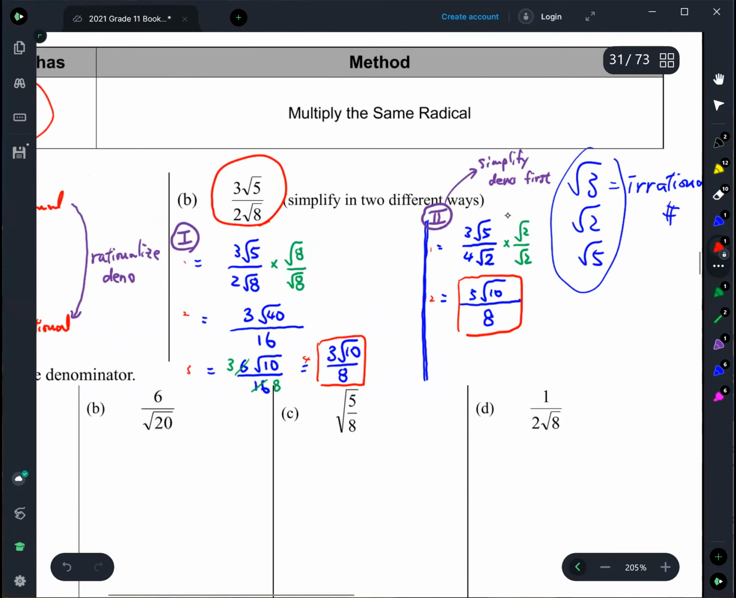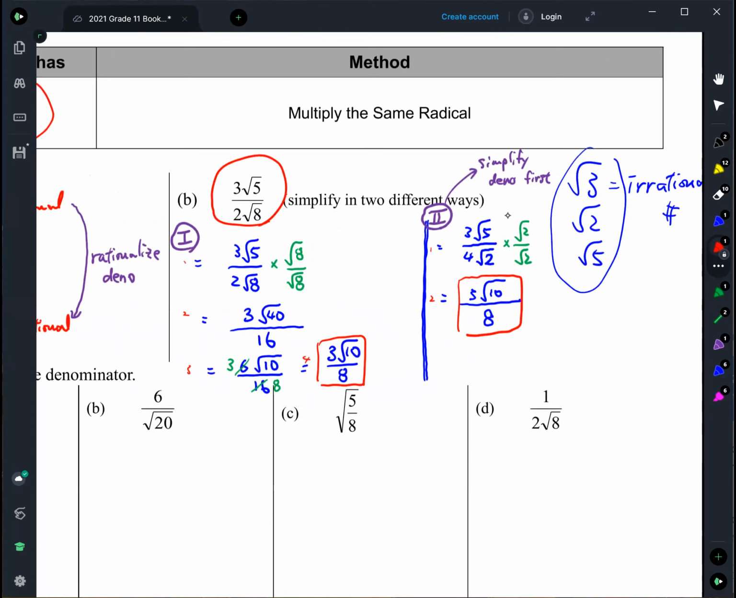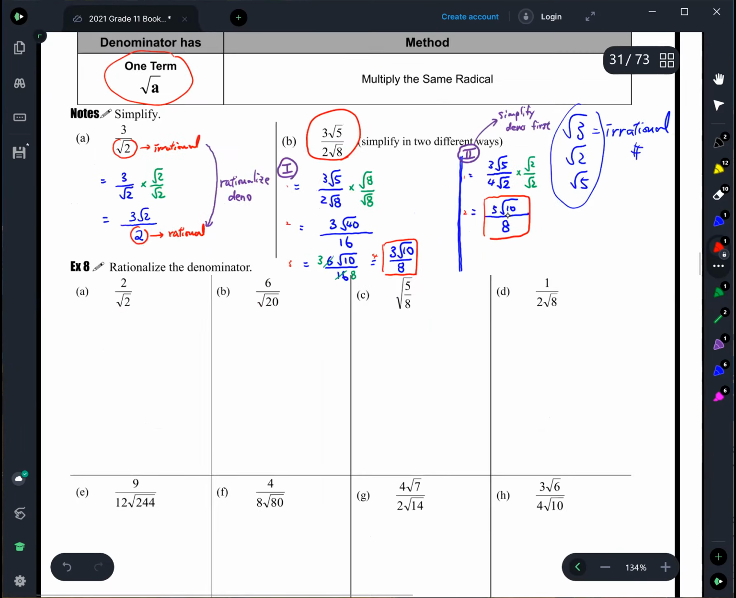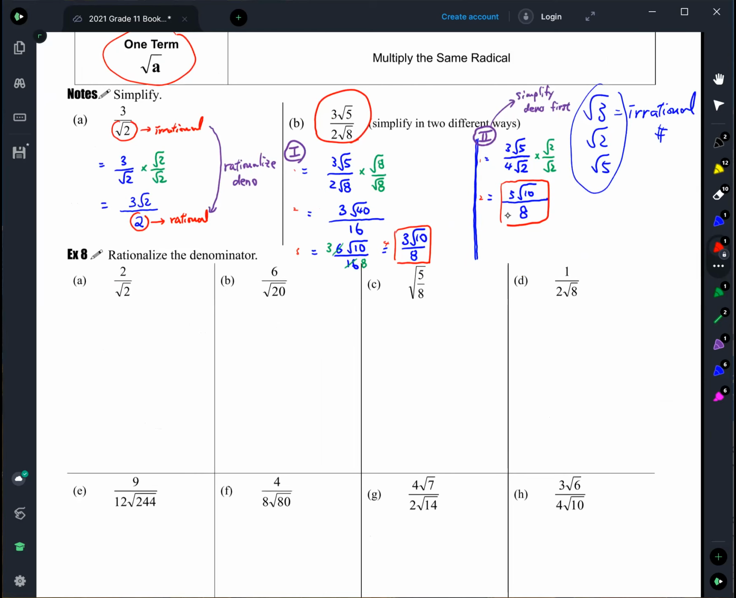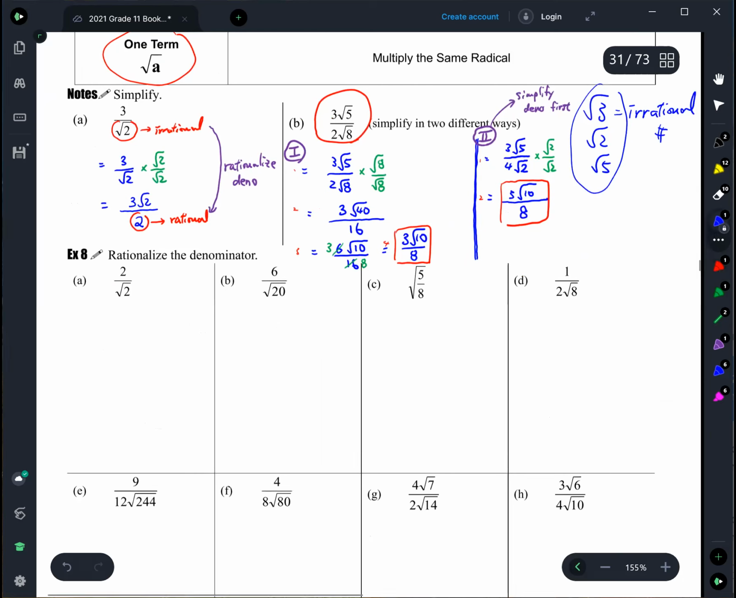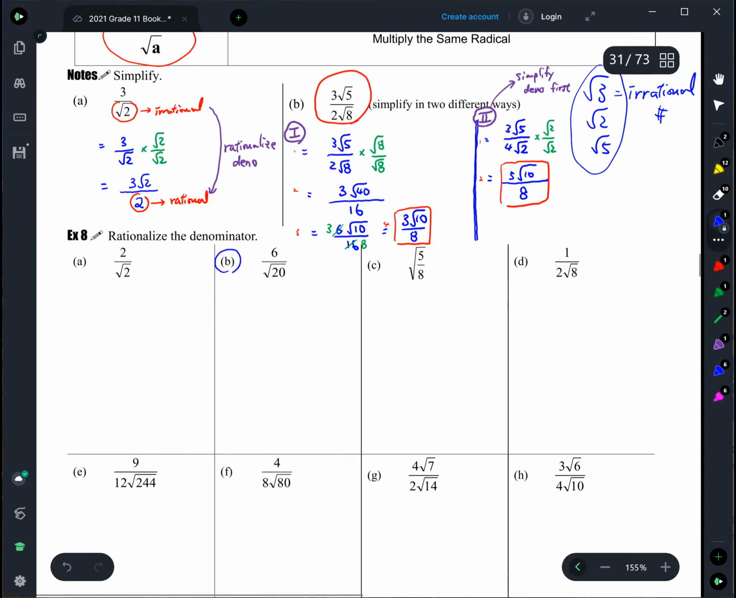But if the denominator has a radical that can be simplified first, we do that first. It can simplify your work and make your steps less. So as a review, we'll go over one question together. For example, let's say I want to do question B.